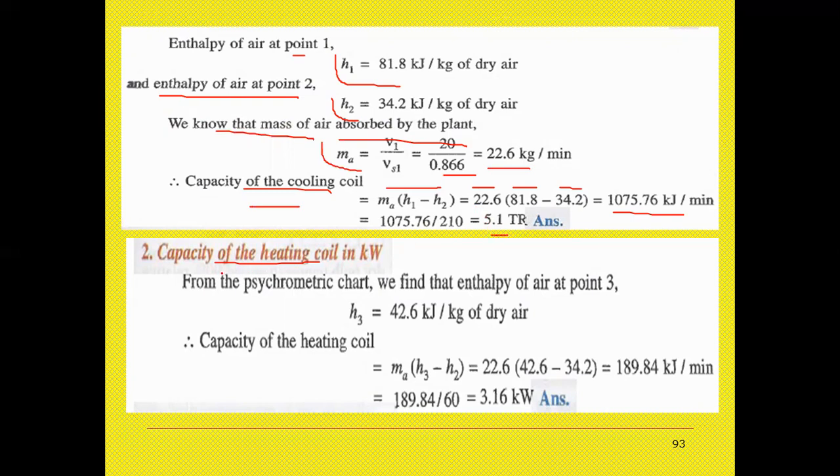Next, the capacity of heating coil in kilowatts. From the psychrometric chart, the value of H3 is equal to 42.6. Therefore, the capacity of heating coil is equal to MA of H3 minus H2, that is 22.6 times the difference, so the value is 190.